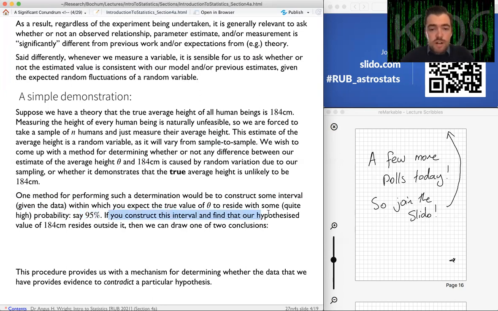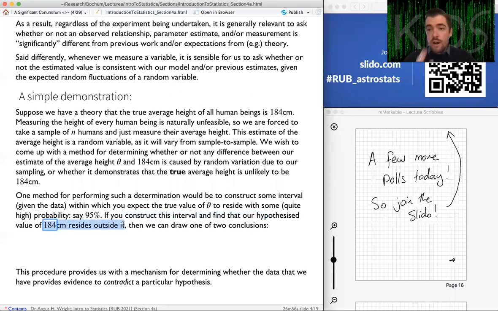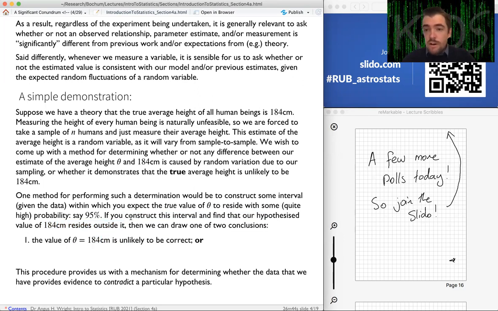And so you can construct that interval, and we find that our value of 184 centimeters is outside of that interval. So what does that mean? What does it mean if the value that we measure is outside of that interval? Well, the first thing it could mean is that the value of the average human height being 184 centimeters is unlikely to be correct. That's the first possible conclusion that you could draw.